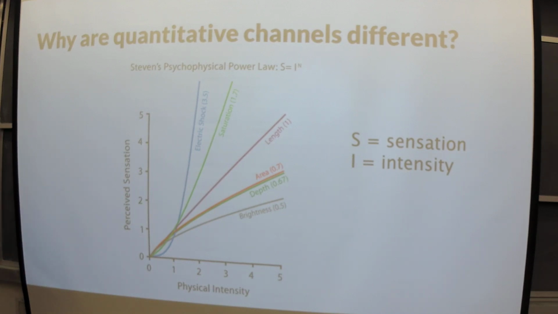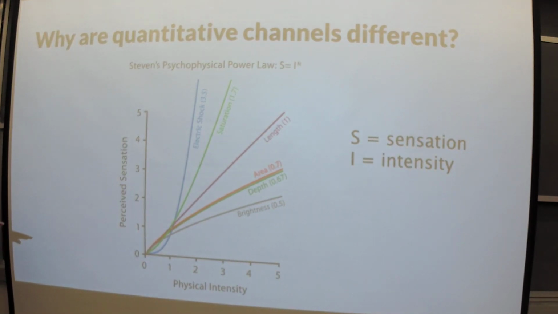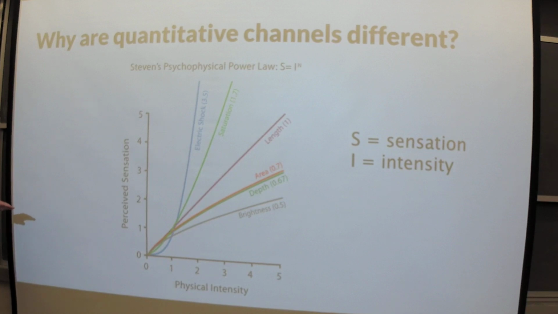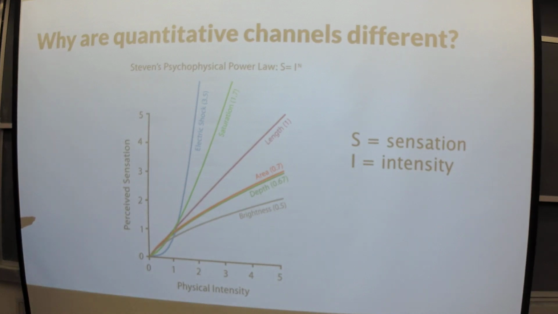Let's suppose we have a weight of unit 1 and a weight of unit 2. Do we perceive the change to be exactly linear if we lift that weight, or do we not? So he studied many different attributes that we can perceive in some way, things like brightness. We tend to underestimate, we have less perceived sensation for the physical intensity of the stimulus. The same for depth and area, so we have a nonlinear underestimation. The only one where we have a linear relationship between physical intensity and perceived sensation is length.